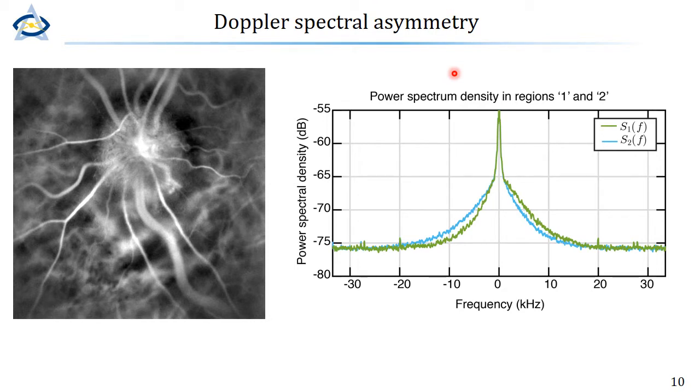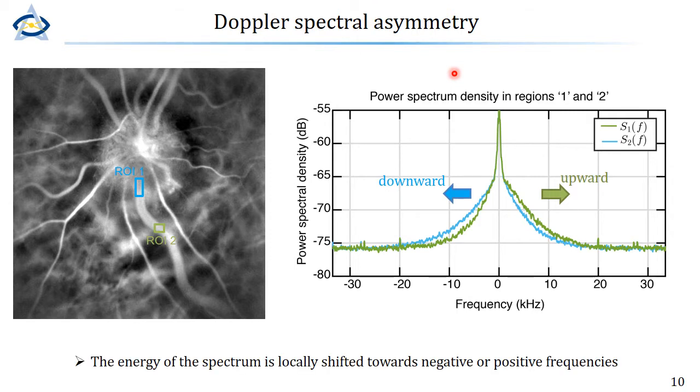Okay, so if we consider an example here, a power Doppler image where we take two regions of interest, we will show further that the geometry is inverted in these two regions. In the first region, you see that the energy is shifted towards the negative frequencies, and it's actually because the flow is going downward. And in the second region, the energy is shifted towards the positive frequency because the flow is upward. So it means that the energy of the spectrum is actually locally shifted towards either positive or negative frequencies.